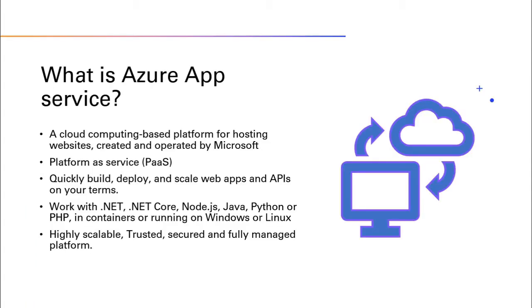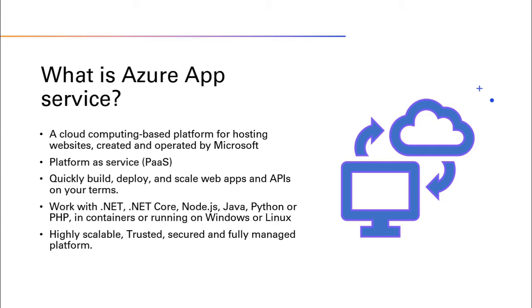Azure App Service is one service available in Azure. This is a cloud computing based platform for hosting websites, created and operated by Microsoft, meaning it is managed by Microsoft. We are using this as a platform as a service, which means we can quickly build, deploy, or scale web apps or APIs. It works perfectly for .NET solutions like .NET Framework or .NET Core. It also works for Node.js, Java, Python, and PHP.